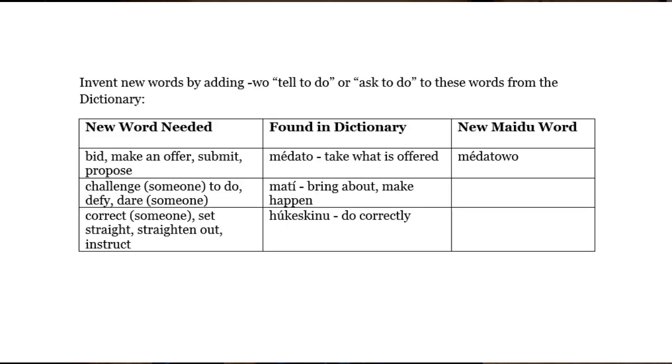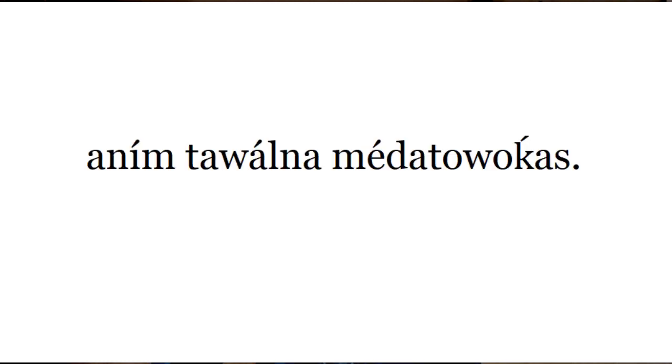Now at the bottom of page 44, we're going to invent some new words using the wo infix. Say we want to invent a word for bid or make an offer. You're proposing something that you want the other party to accept. We have a word medato, to take what is offered. When you're proposing something, you're telling the other person to take what you're offering them. So you would add wo to the end of medato. Medato wo. I bid for that job. Notice I put na on the end of work or job.